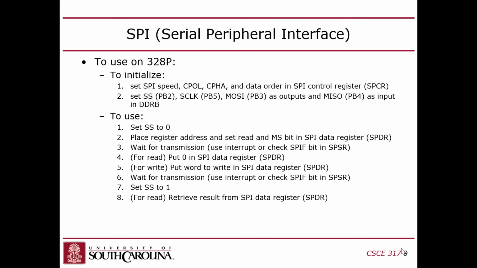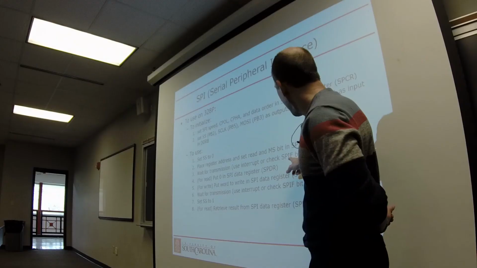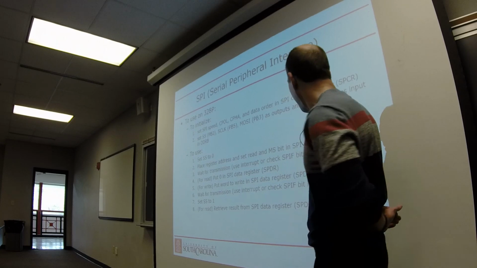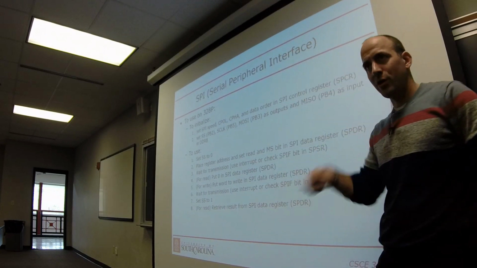Make sense? Okay. And then you wait for the transmission. So you can either use an interrupt for this, or you can poll. And if you poll, polling requires that you check the SPIF bit in the SPI status register. So you keep waiting for that.